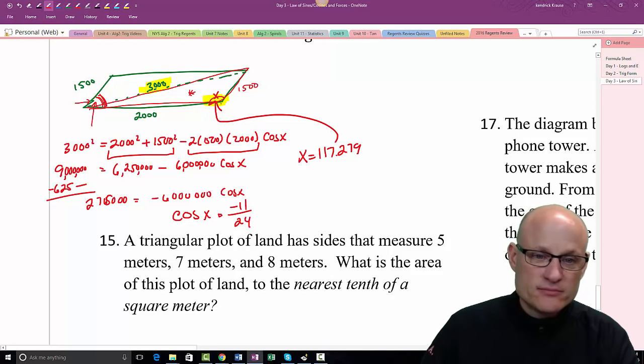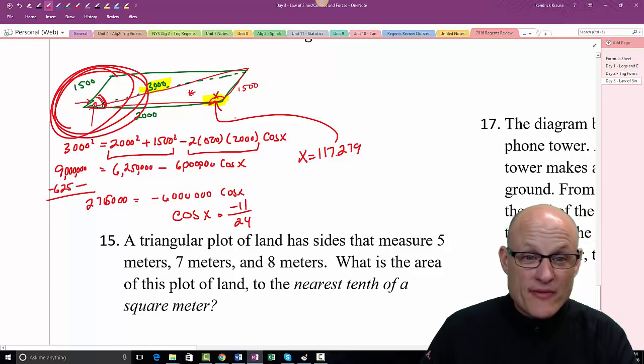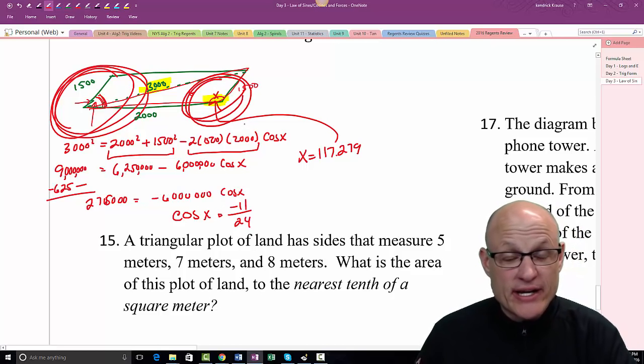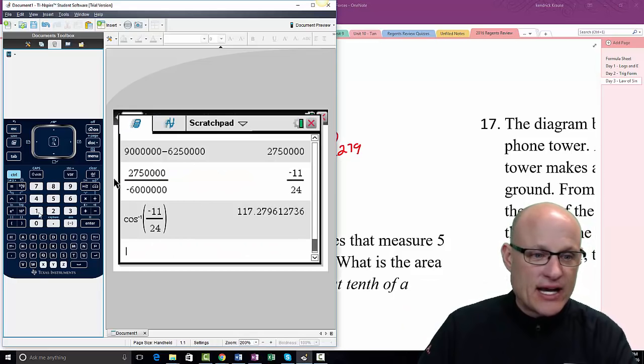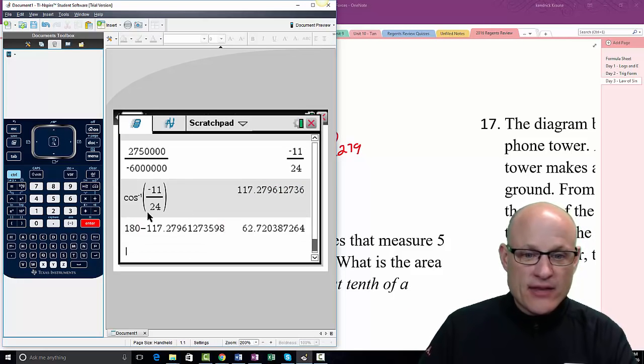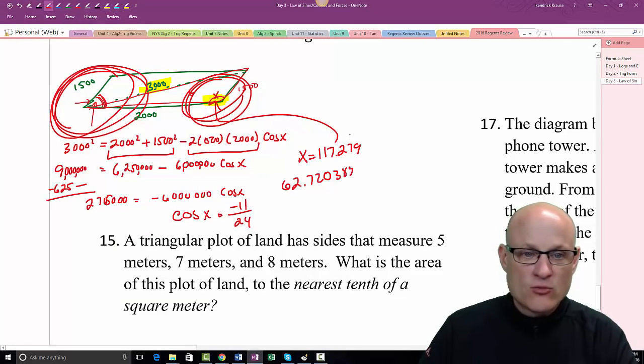That's this angle. But they want this angle. And you have to remember that this angle and this angle are supplementary, which means they add up to 180 degrees. So really all I got to do is take 180 and subtract off that answer I got. So 180, subtract off that, and then decide. 62.720387, rounded to the nearest degree, 63 degrees.